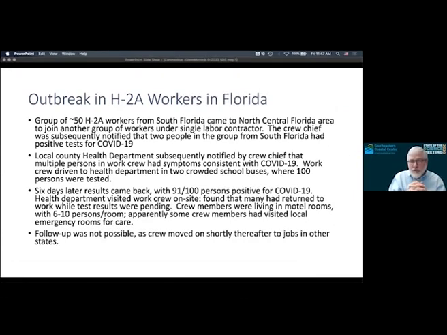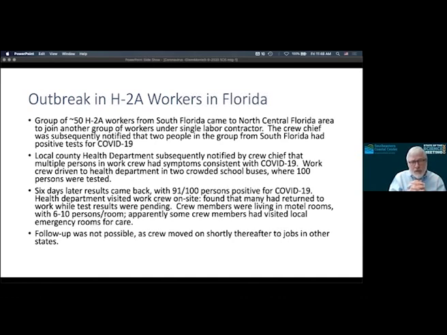The crew chief was subsequently notified that 2 of the group from South Florida, while they were still in South Florida, had been tested for COVID because they had been symptomatic. It took a while for the results to make it back up to the crew chief, but they had been positive for COVID. The local county health department was subsequently notified by the crew chief that multiple persons in this work crew now had symptoms consistent with COVID-19.